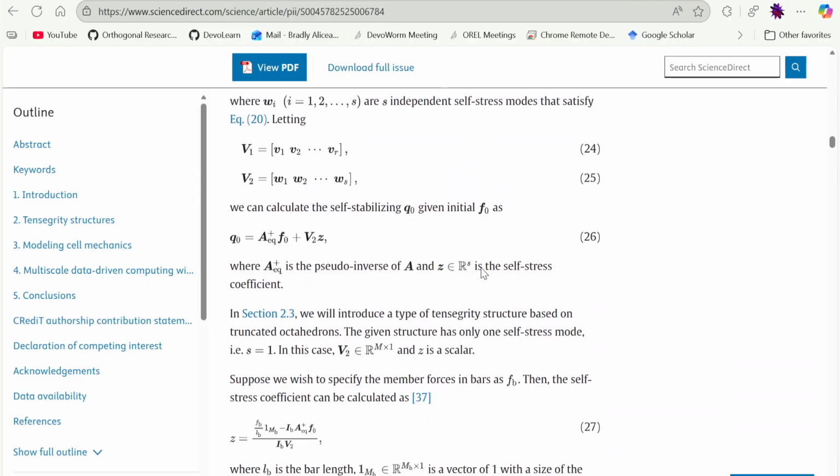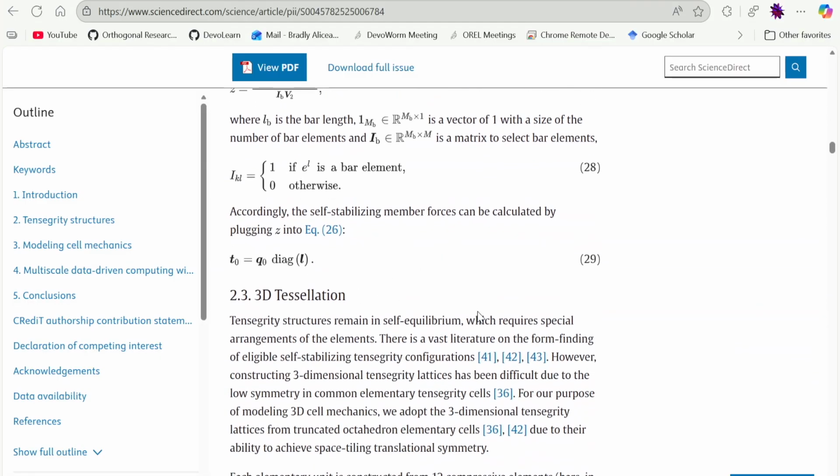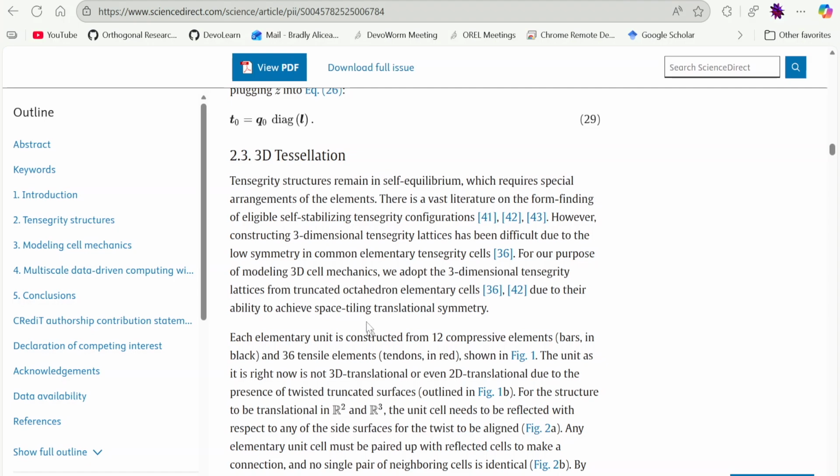And then basically you have to introduce the geometry. And that's here. And then there's this 3D tessellation that they talk about, where tensegrity structures remain in self-equilibrium, which requires special arrangements of the elements. And so now we have to think about form finding of eligible self-stabilizing tensegrity configurations. So this is where we have to find the eligible configurations that can be determined as stable.